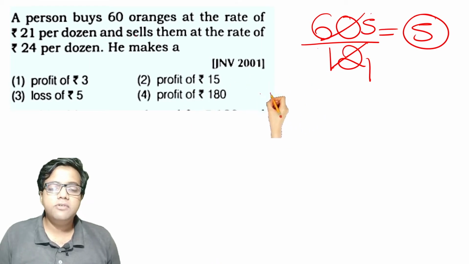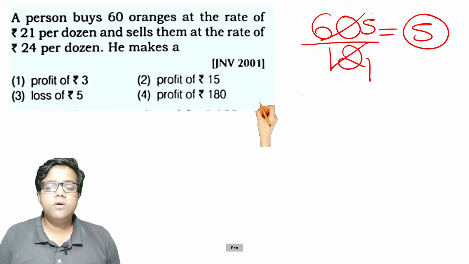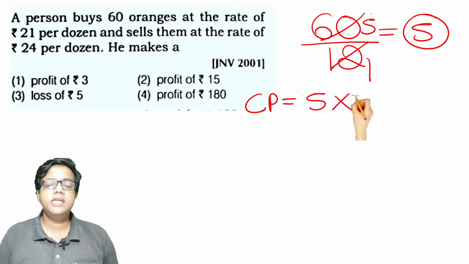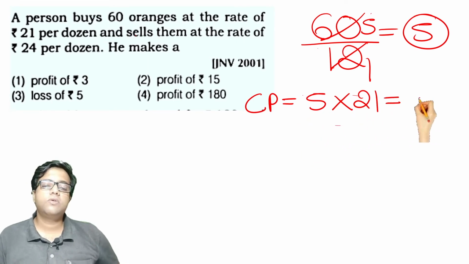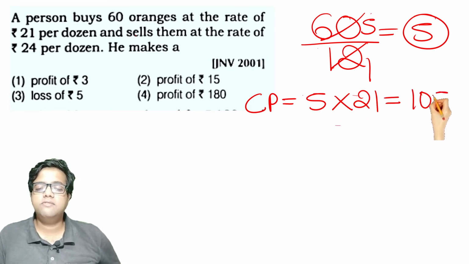And for each dozen, what is the cost price? How much did he pay for each dozen? For each of these 5 dozens, he paid around 21 rupees. So what is the cost price? 21 fives is 105 rupees.